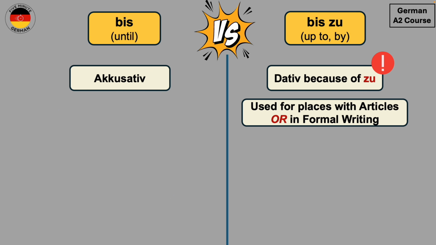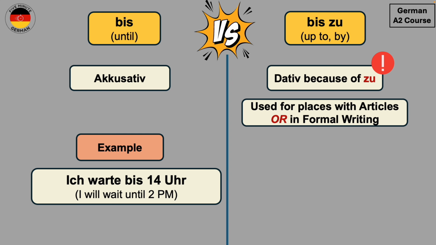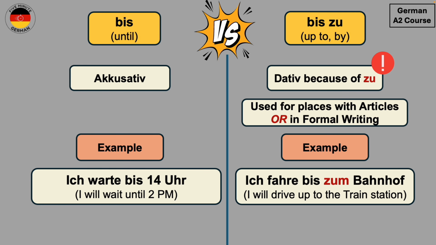So we have already seen an example of bis, which is Ich warte bis 14 Uhr. I will wait until 2 p.m. An example with bis zu can be, Ich fahre bis zum Bahnhof. I will drive up to the train station. So you see we have used zum over here, which is a combination of zu and dem, because zu is a dative preposition.